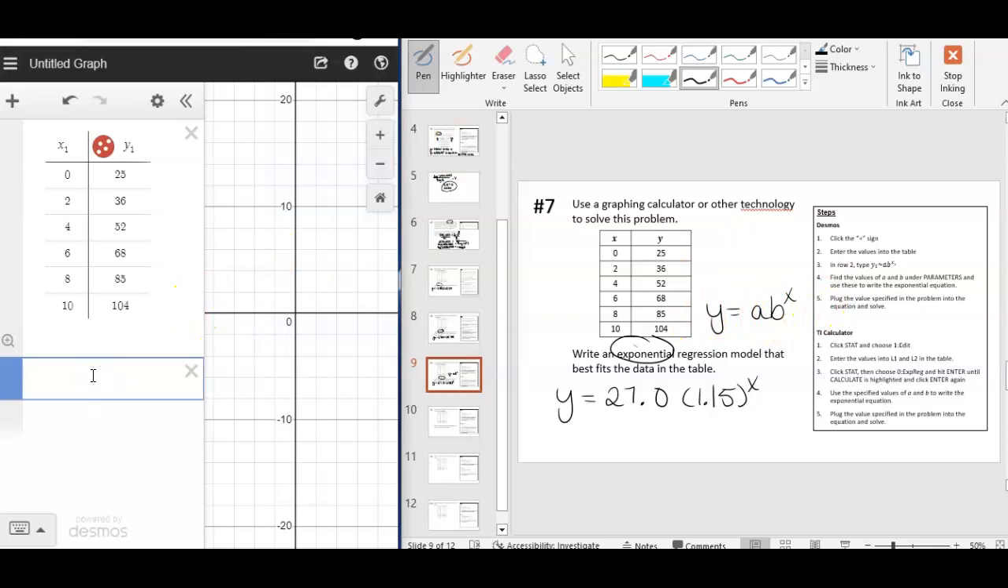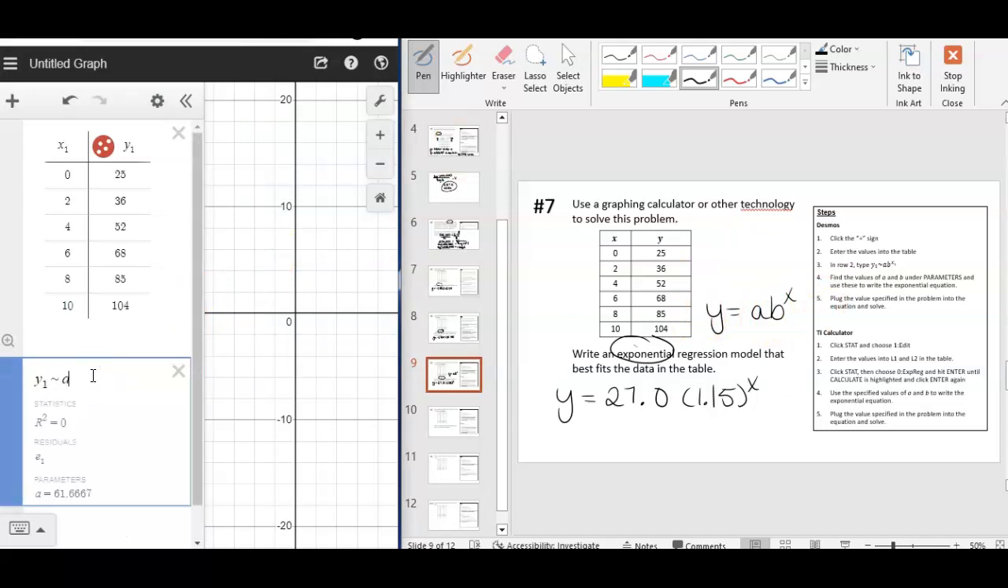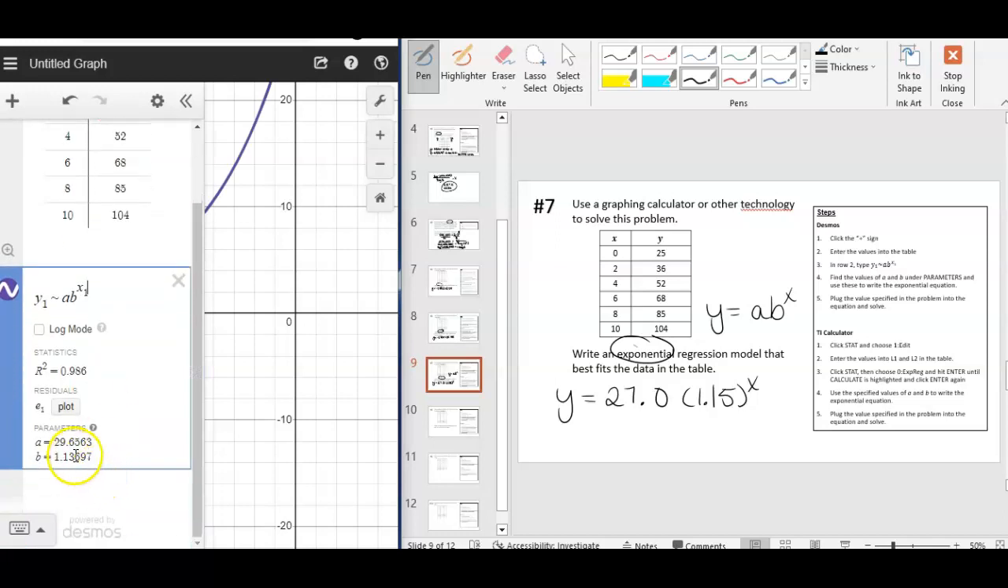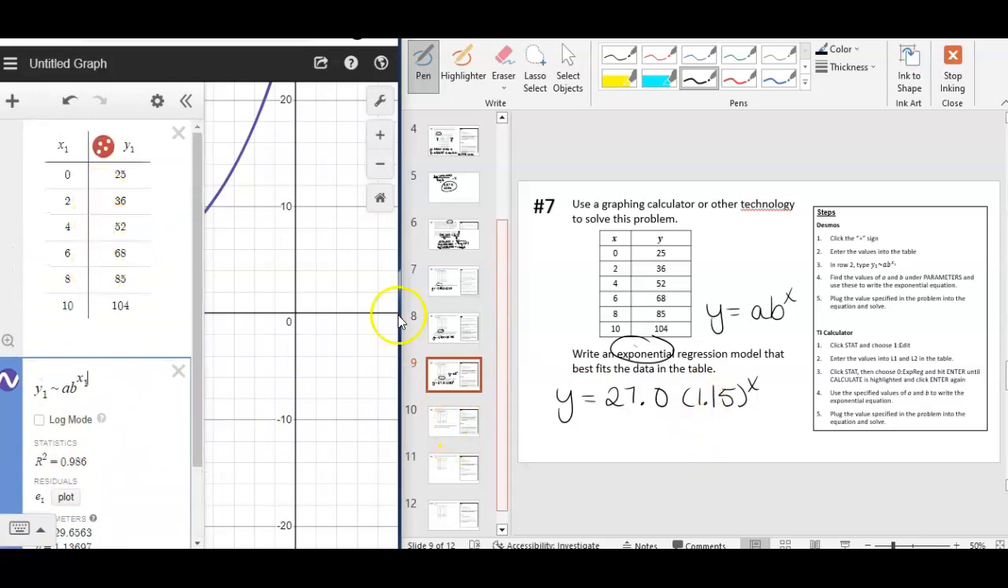If we're in Desmos, we're going to type y1 is approximately a times b to the x1 power. And then in parameters, it gives us 29.7, and we have 1.14. So it's a little bit different than what we got with our TI calculator, and that's because regressions are an approximation. Sometimes there may be a little bit of a difference in the values that you get when you use your calculator or Desmos. But if you're in doubt, you just go back and double check your table and make sure that you entered everything correctly.